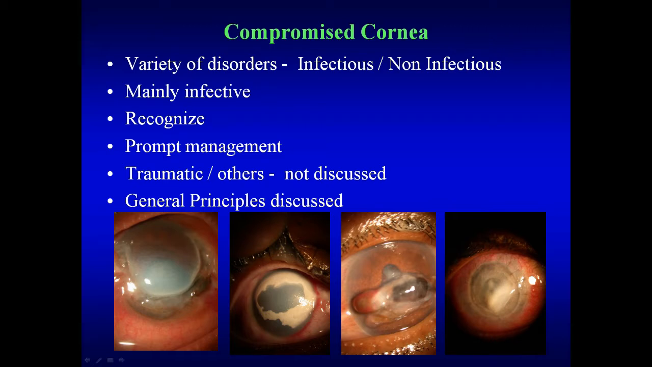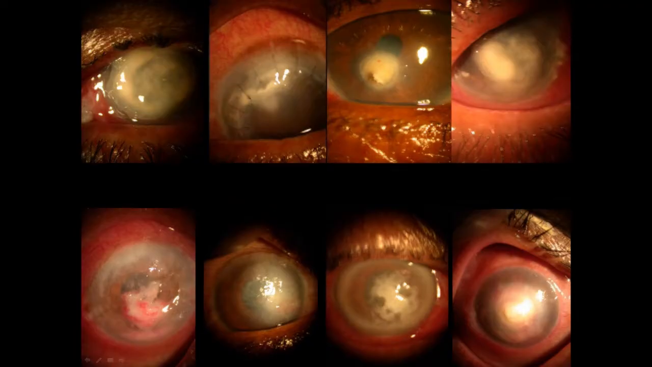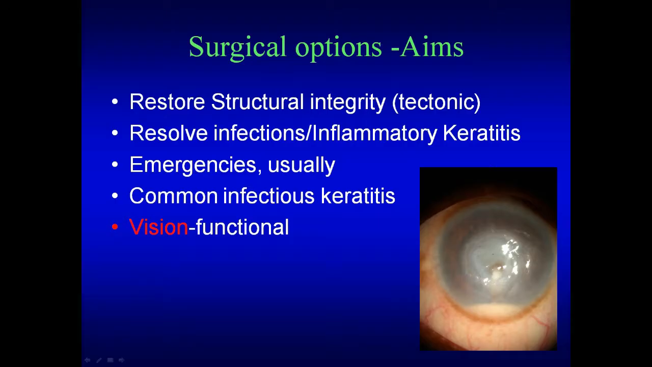Now, surgical interventions are done for a variety of disorders, particularly infectious disorders, and one has to recognize and promptly manage such conditions. These are a host of conditions where surgical intervention was needed, and you would have seen many of these examples. The aim of the surgical options is mainly to restore structural integrity, to resolve the infection, and most important, we have to always remember, to visually rehabilitate the patient as well.